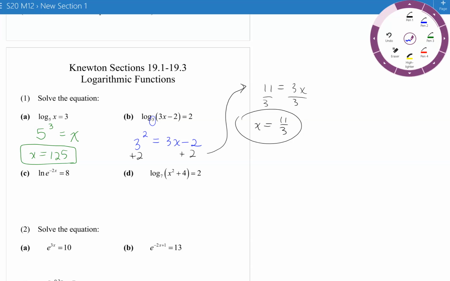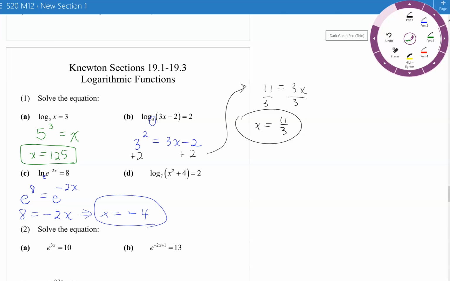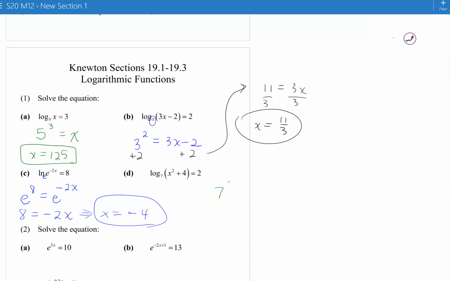Okay, then c, you have to remember that the natural log has a base of e. So e to the 8 equals e to the negative 2x. So that means 8 equals negative 2x. So x must equal negative 4. And then the last one here, we have base 7 to the power of 2 equals x squared plus 4. And we need to solve for x.